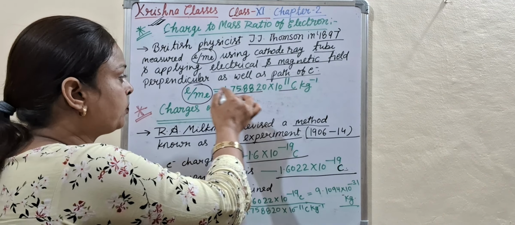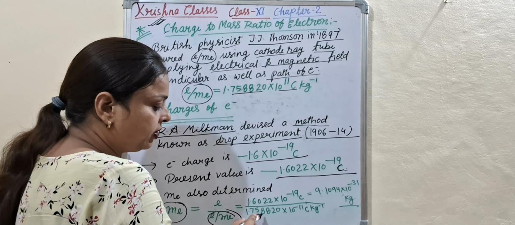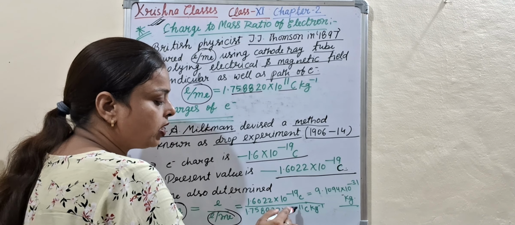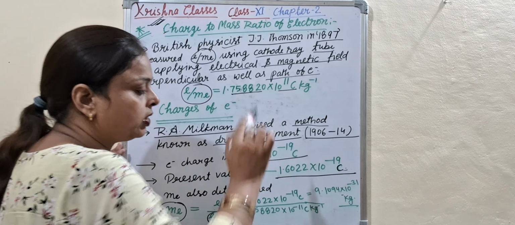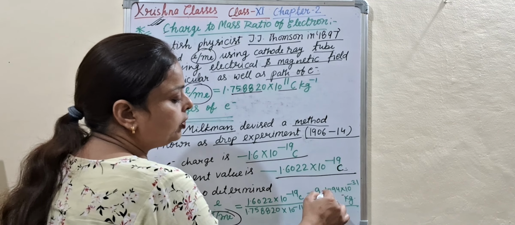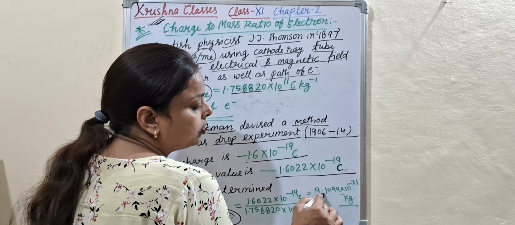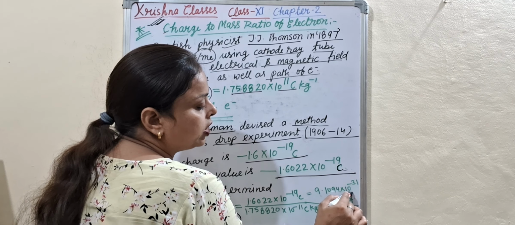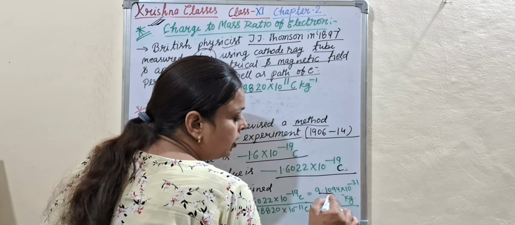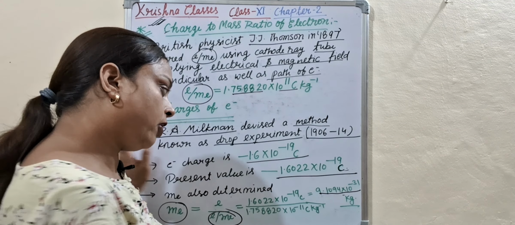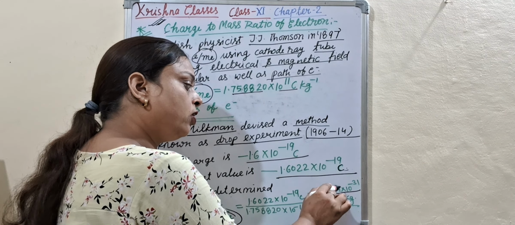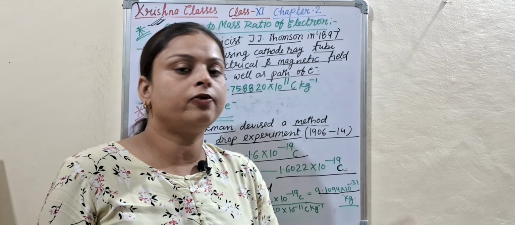upon the e/m_e value, 1.758820 × 10^11 coulomb kilogram^-1. So what did we get? 9.1094 × 10^-31 kilogram. This is the mass of electron. So what is the mass of electron? 9.1094 × 10^-31 kilogram, in short 9.1 × 10^-31 kilogram.